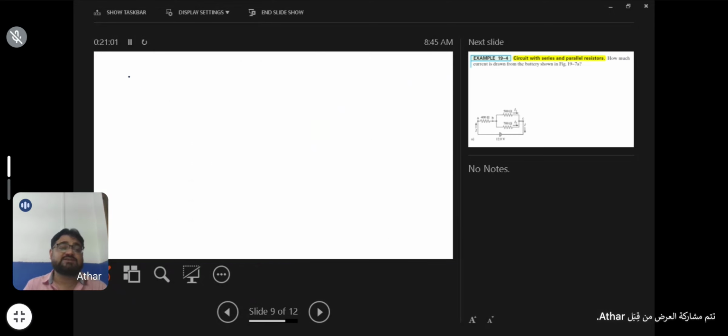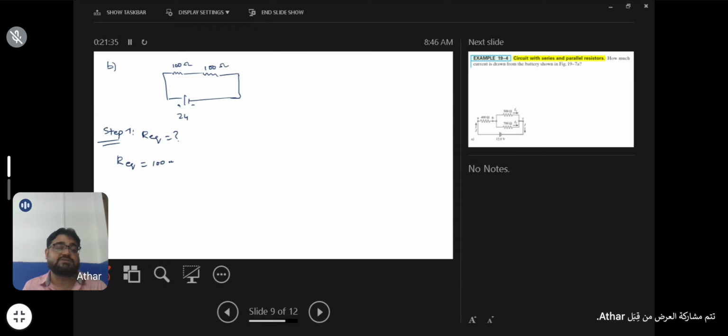Okay, next one. Now if there is a series combination in part B, for example, you have the same resistances. This is R1, 100. This is R2, 100. The steps followed will be the same. So this is 24 volt, this is 100 ohm, this is 100 ohm. First, I will go for step 1. What was step 1? R equivalent. R equivalent is R1 plus R2, 100 plus 100, that is 200 ohm. This is the first thing we found.